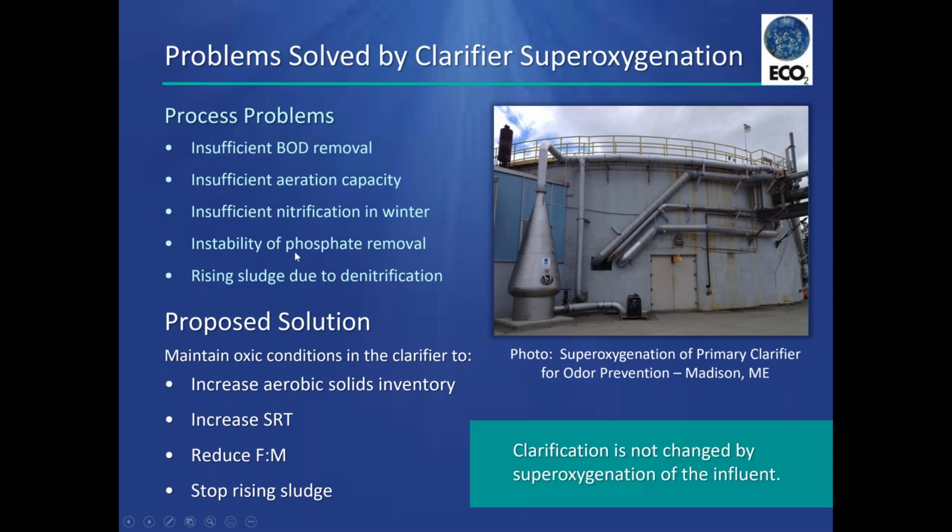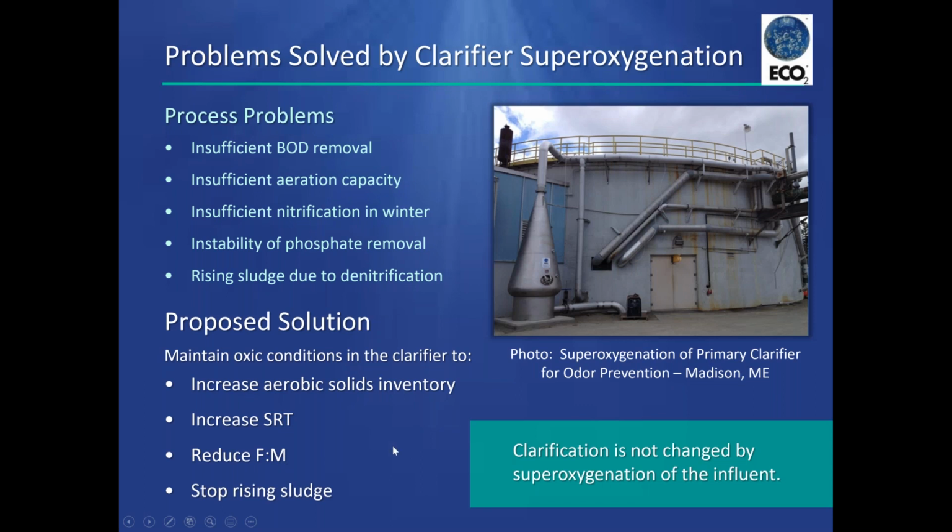If a plant needed to have a lower loading rate for phosphate removal, we could lower the loading rate. And then of course we could prevent denitrification from taking place in a secondary clarifier. So by maintaining oxic conditions here, primarily we are increasing the SRT and reducing the F to M. Next slide.